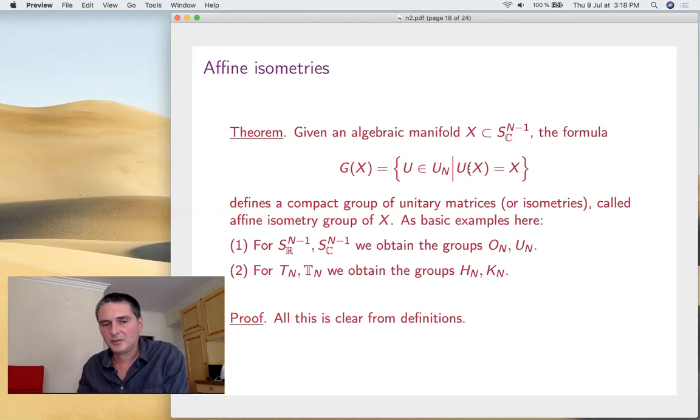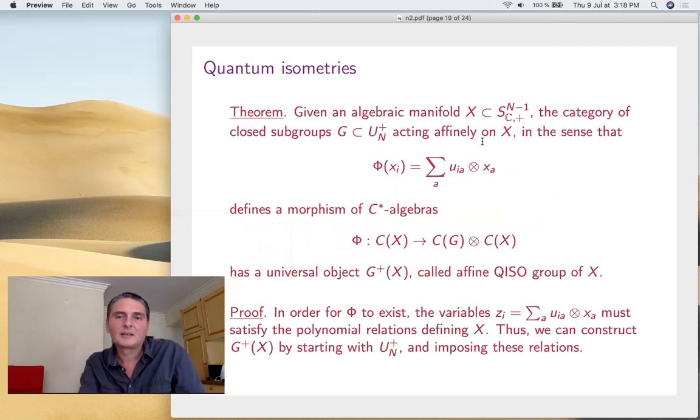So with this, you would say, well, very good, I'll just replace here, I'll put a quantum group, and we should probably get On plus, Hn plus, and it's clear. But it's not. So let's try to do this. Find first the free analog, the quantum analog of this. So I take now an algebraic manifold inside the free complex sphere. And the claim is that there is an affine quantum isometric group of X, G plus of X.